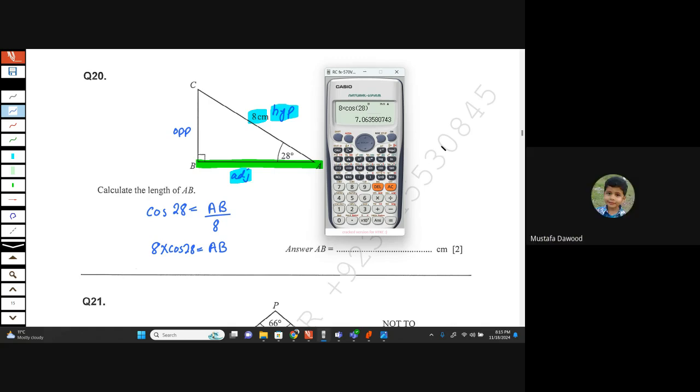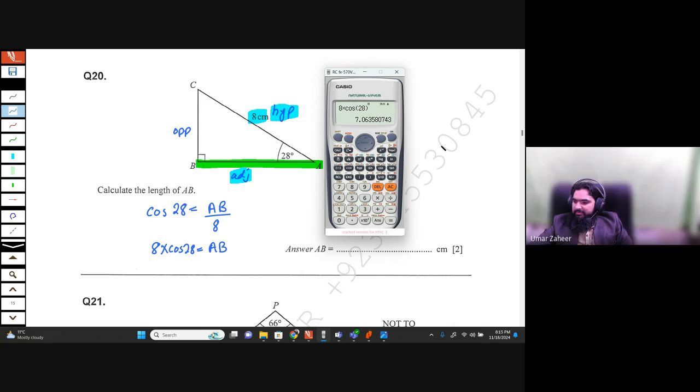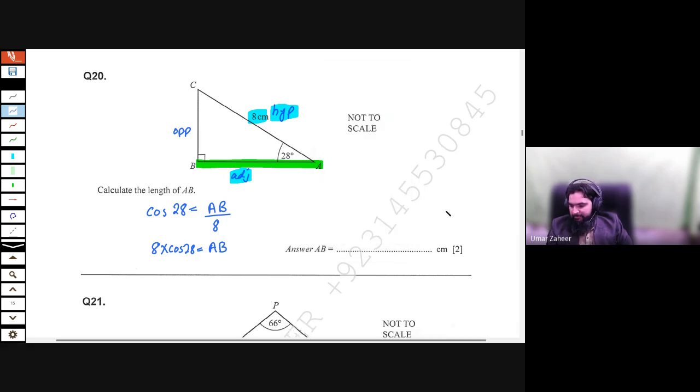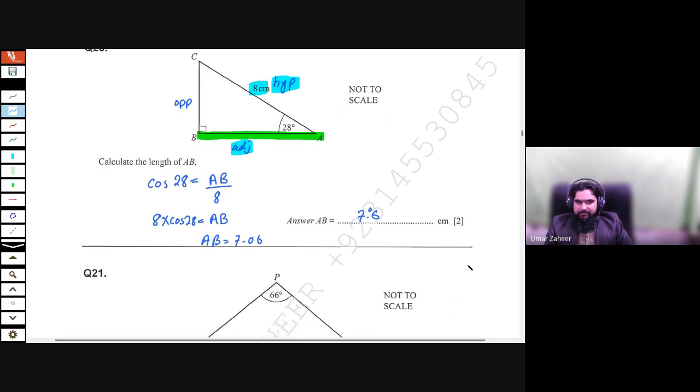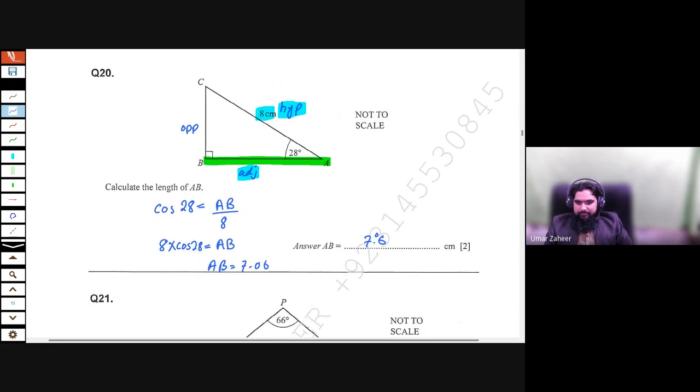So 7.1. Write the answer up to 2 decimal or 3 decimal, okay? So AB is equal to 7.06. Yes, everyone, is it clear? Yes, sir.